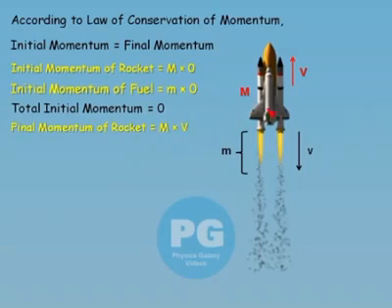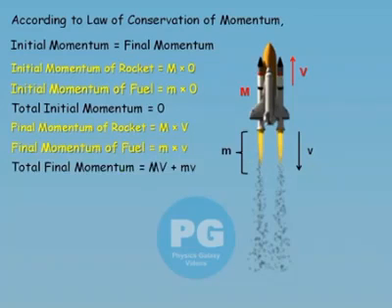Now, the final momentum of the rocket when the velocity V is being acquired by the rocket. We can say the final momentum of the rocket is mass into final velocity of the rocket, that is M into capital V. If we talk about the final momentum of the fuel, the mass of fuel is small m and the velocity is small v. So the final momentum of fuel can be given as mv.